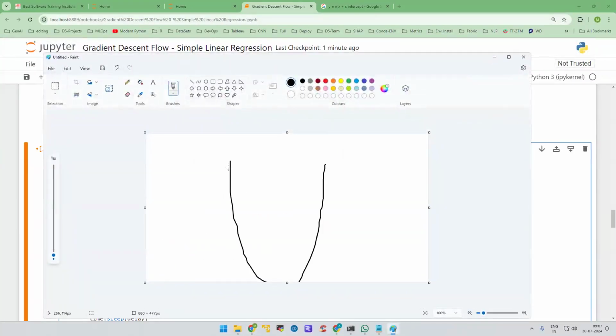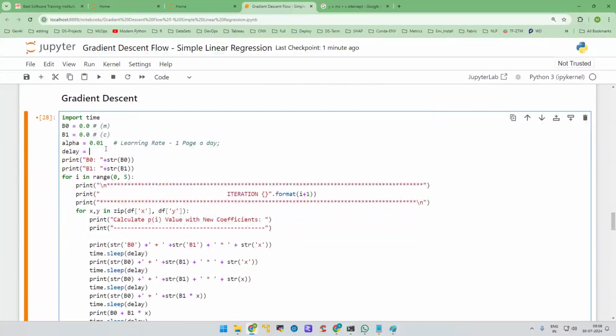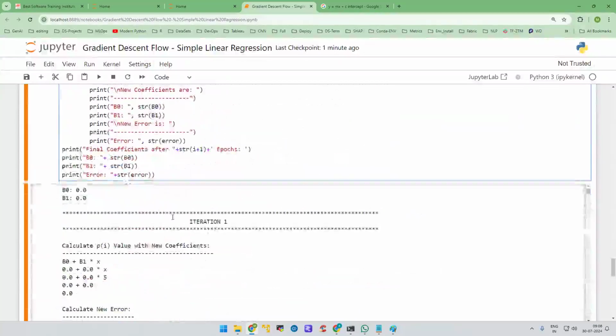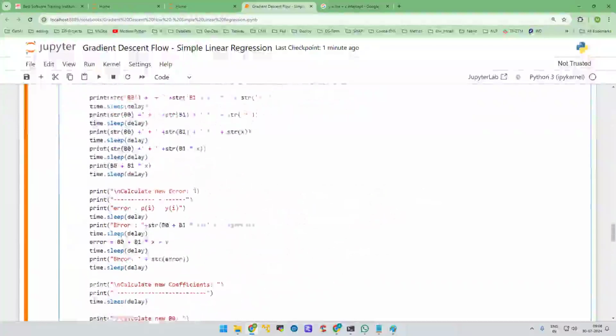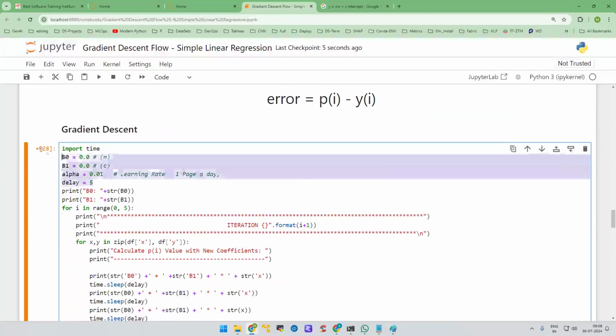Let's say 10% is going to be like this. Let's take 5%, it's going to be something like this. So what will be the next value? How do you find the next coefficient parameters? This alpha is going to be one of the dictating factors. And the delay I have given is 5 seconds so that every step is printed one after another, and you can clearly see the steps here. I hope this part is clear.